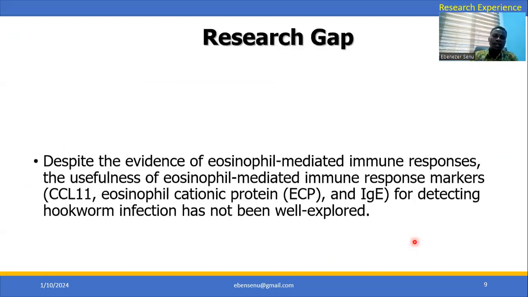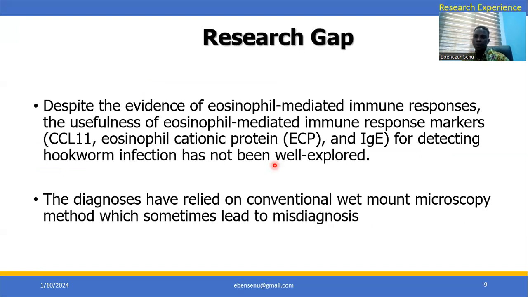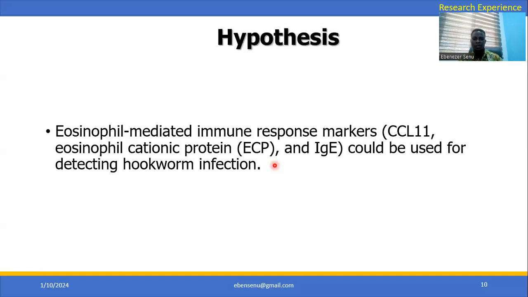So, despite the evidence of eosinophil-mediated immune responses, the usefulness of the eosinophil-mediated immune response markers for detecting hookworm infection has not been well explored. The diagnosis has relied on conventional wet mount microscopy, which sometimes leads to misdiagnosis. So I therefore hypothesize that eosinophil-mediated immune response markers could be used for detecting hookworm infection.